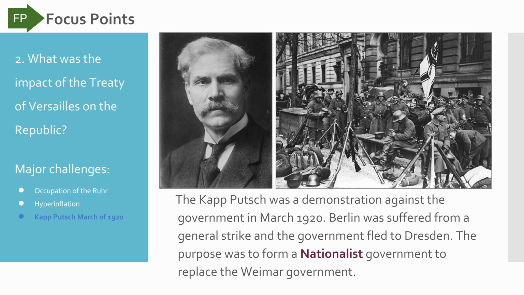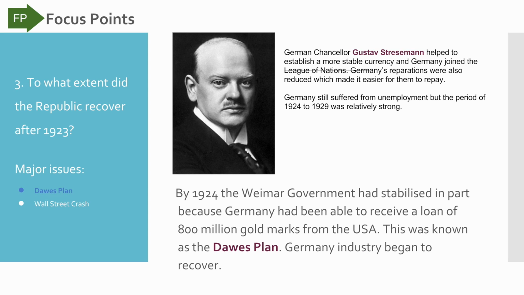Let's take a look at focus point number 3 at this time. To what extent did the Republic recover after 1923? And this specifically deals with what is known as the Dawes Plan. Topic sentence. By 1924, the Weimar government had stabilized in part because Germany had been able to receive a loan of 800 million gold marks from the U.S. This was known as the Dawes Plan. German industry began to recover.